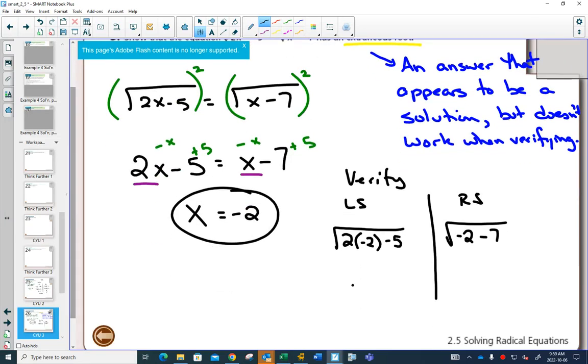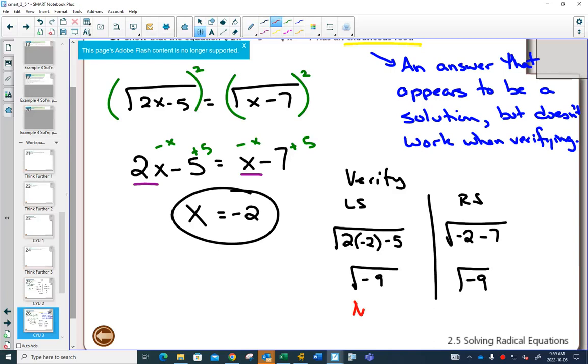Okay? Now, technically, when I simplify both of these, they're the same. Don't they look the same on both sides when I simplified it? So why is this an extraneous root? Because you're not allowed to square root a negative.